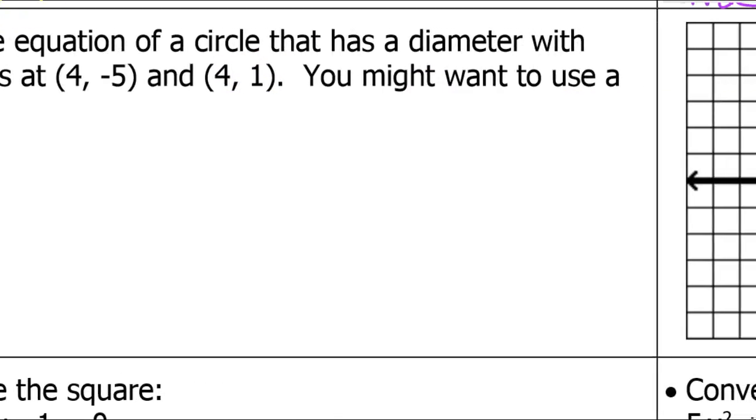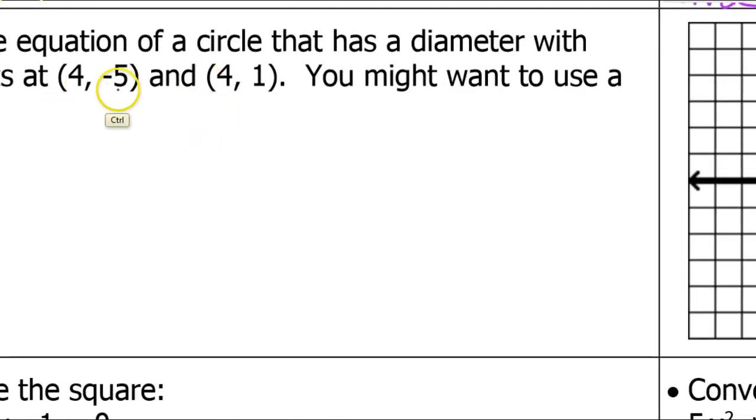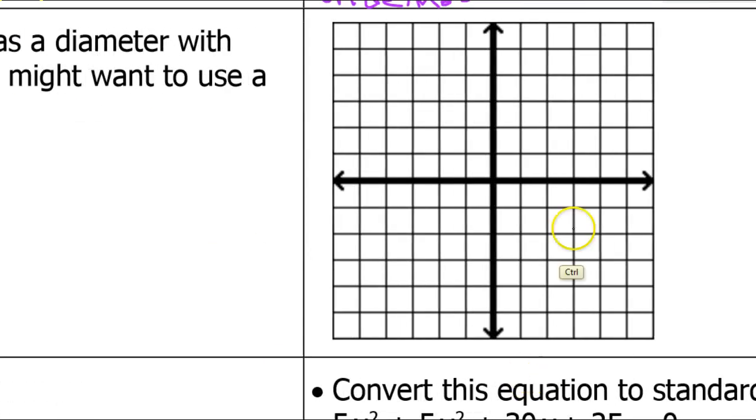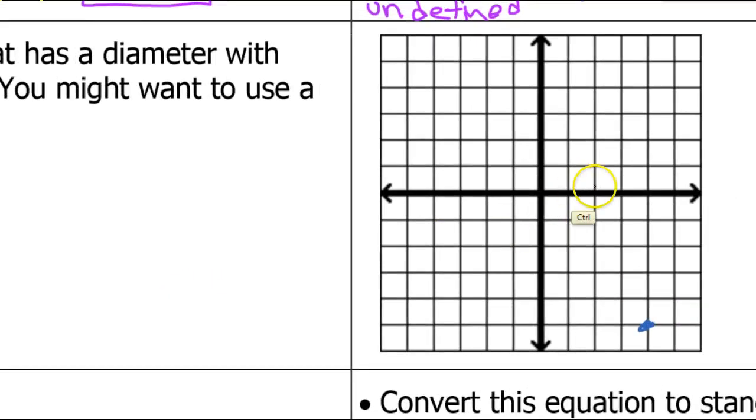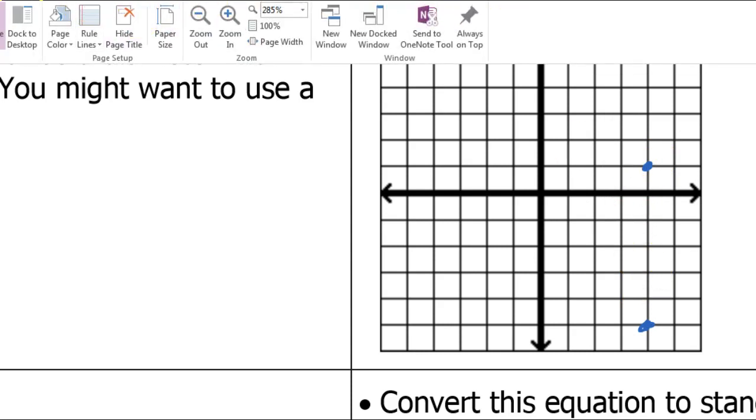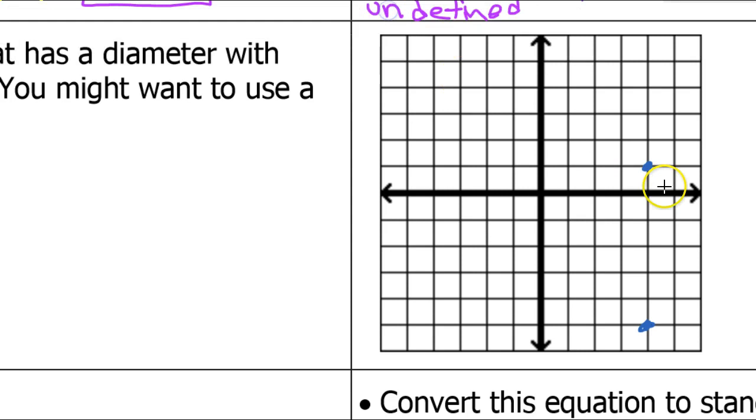Okay, so I'm just going to plot these two points real quick. So I have the points 4, comma, negative 5. Okay, so this is 4, comma, negative 5. It's right here. And then I have 4, comma, 1. So the point 4, comma, 1 is right here. These are supposed to be the endpoints of a diameter. So let's go ahead and draw this diameter.